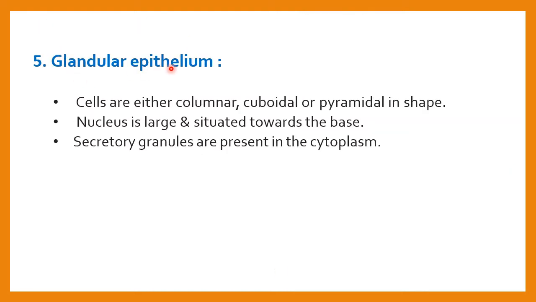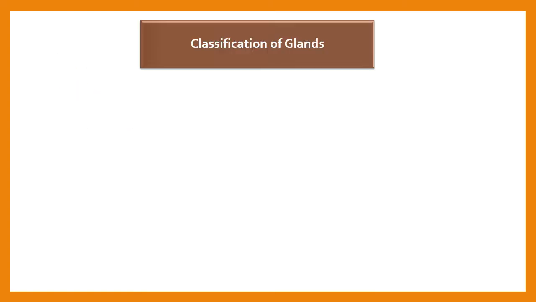Now let us study the next type, that is glandular epithelium. Cells are either columnar, cuboidal or pyramidal in shape. The nucleus of the cells is large and situated towards the base. Secretory granules are present in the cytoplasm. That's why the name is there. That's why they are able to secrete things, and they comprise the glandular epithelium.